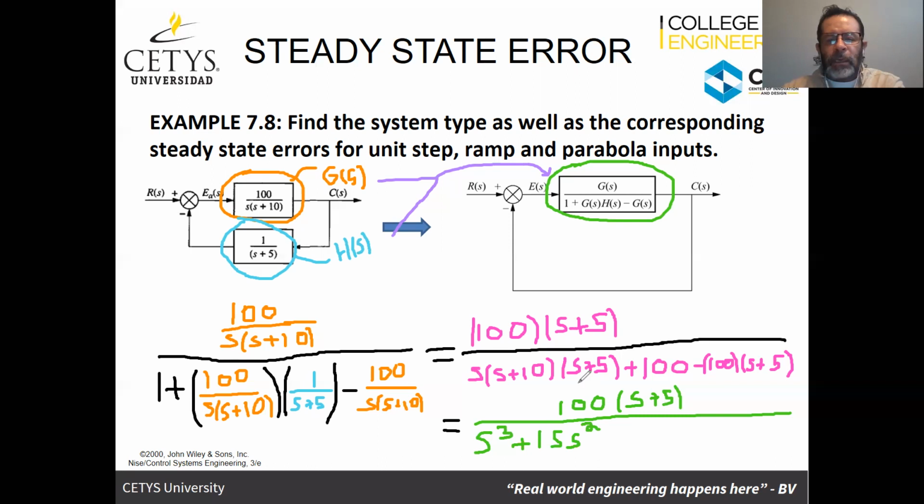Then it's going to be 10 times 5, which is 50, times S is 50S. However, we've got a minus 100S over here. So 50S minus 100S is going to be minus 50S.